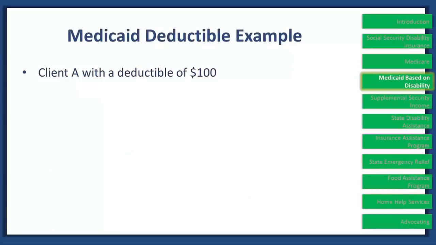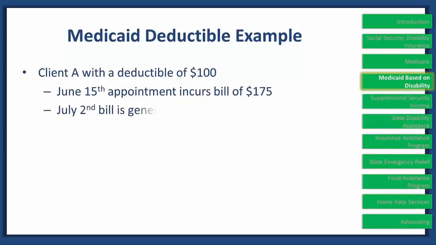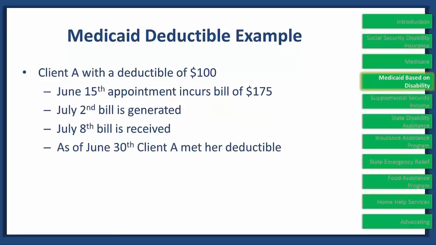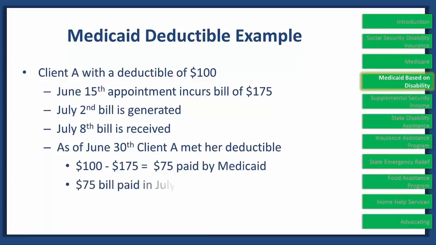For example, Client A has a deductible of $100. Client A has an appointment on June 15th and incurs a bill of $175. The client's bill is generated on July 2nd, and Client A receives the bill on July 8th. As of June 30th, Client A's medical bills totaled $175. That means that Client A met her deductible and paid $100, and Medicaid paid the additional $75. Even though the $75 is paid during the month of July, it is not applied to July's deductible.